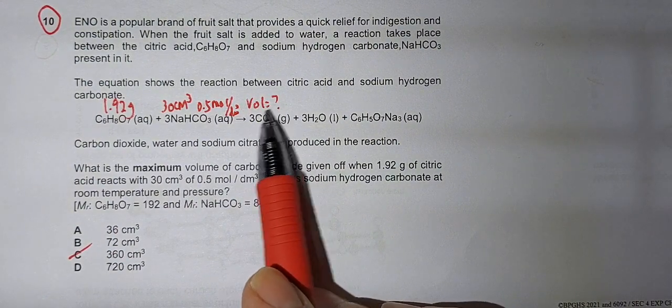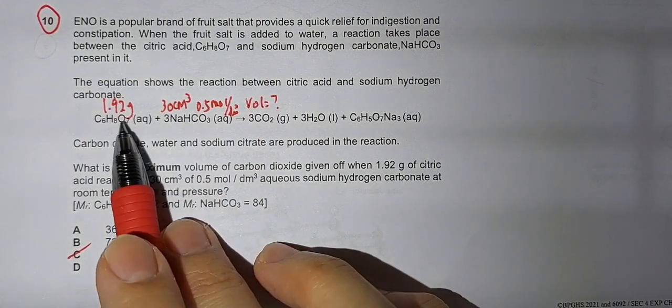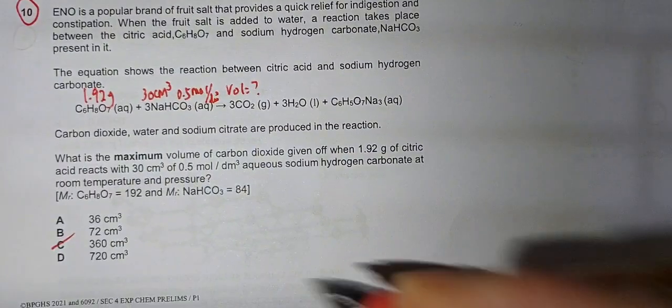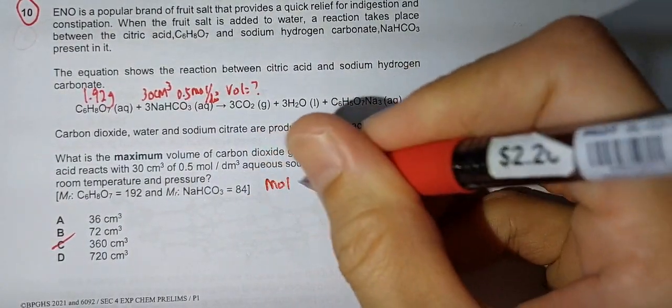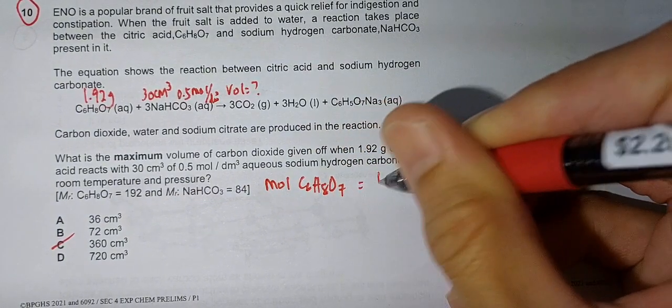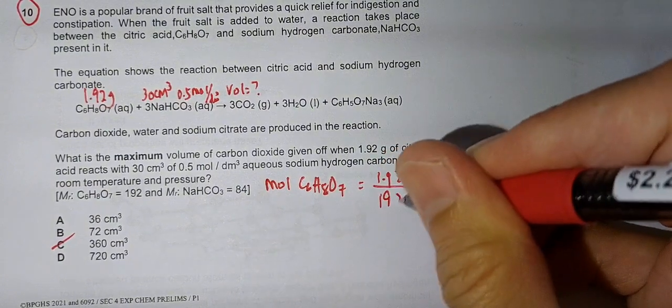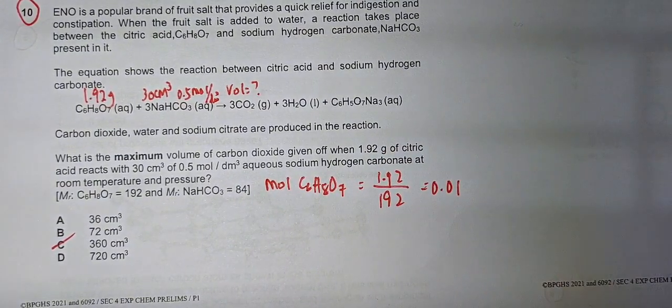So the amount of product depends on the amount of limiting reactant. So we need to find out which one is the limiting reactant first. So the mole ratio is 1:3. So we need to find out 1.92 gram of citric acid, how many mole is it? So 1.92 divided by the Mr of citric acid, which is 192, and that would give you 0.01.